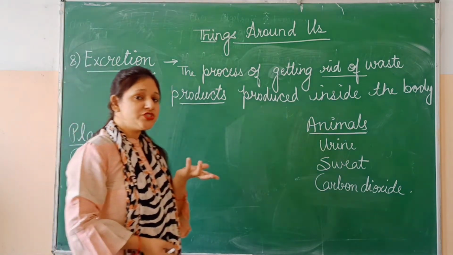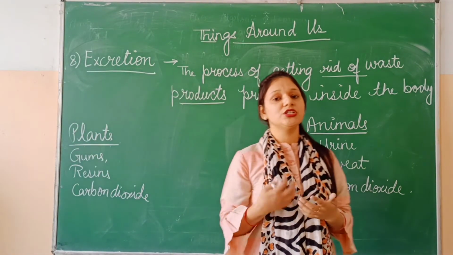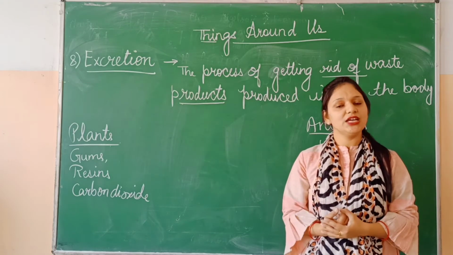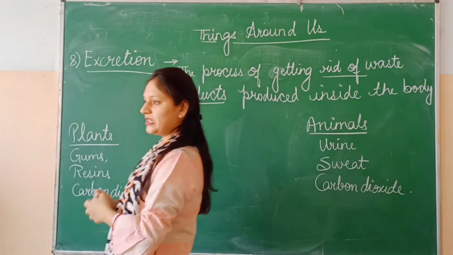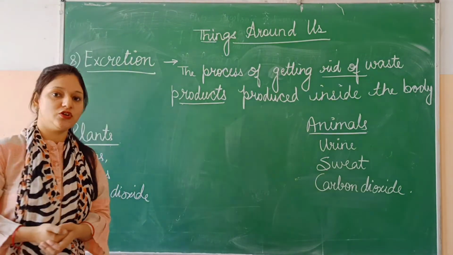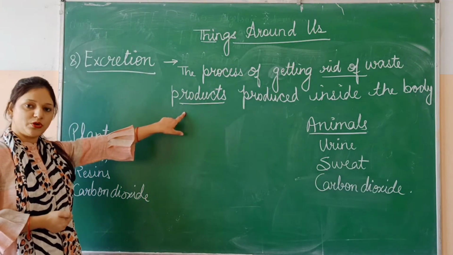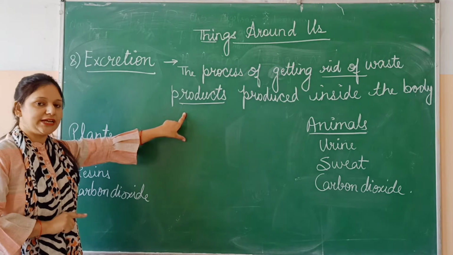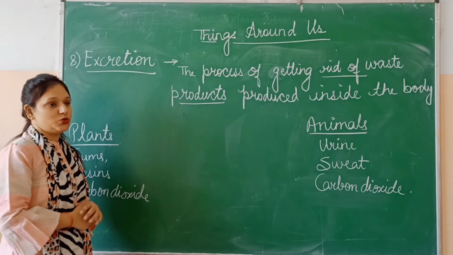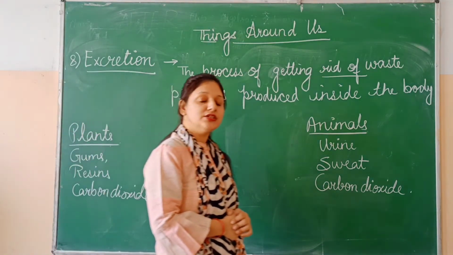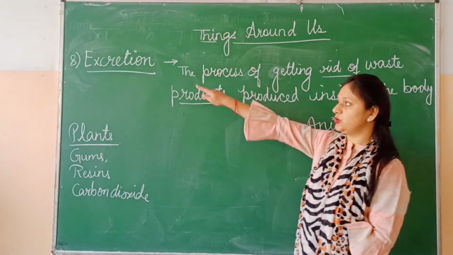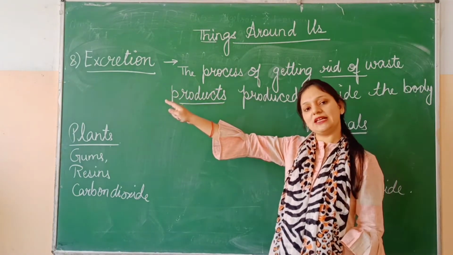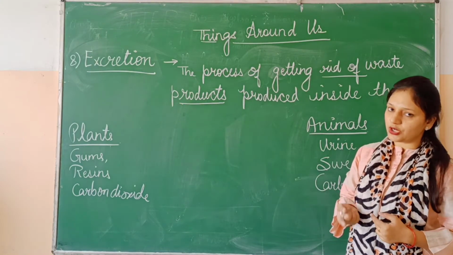And the products which are thrown out or removed out of the body are known as excretory products. So basically, what is excretion? The process of removal of waste products which are produced inside the body. And what are excretory products? The products which are thrown out of the body through excretion are known as excretory products.